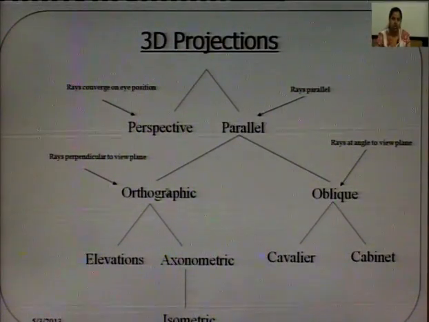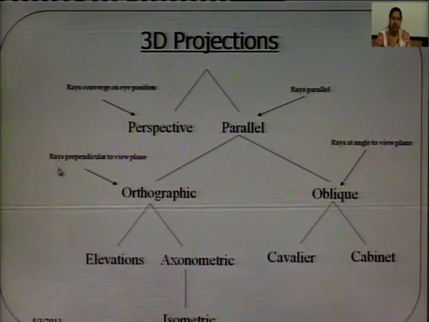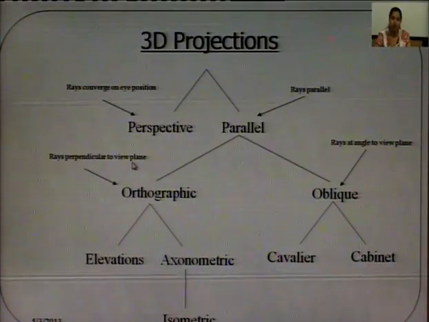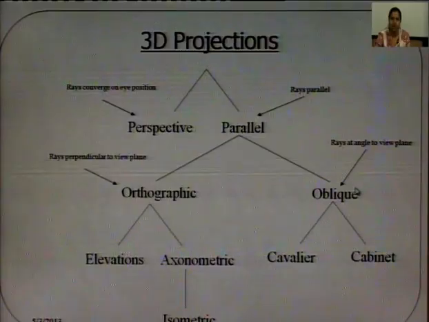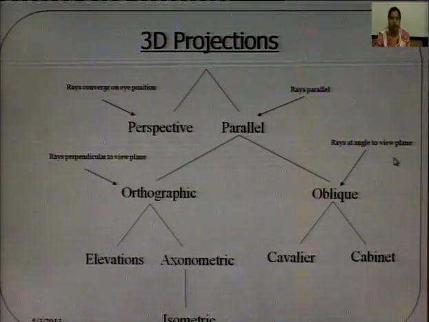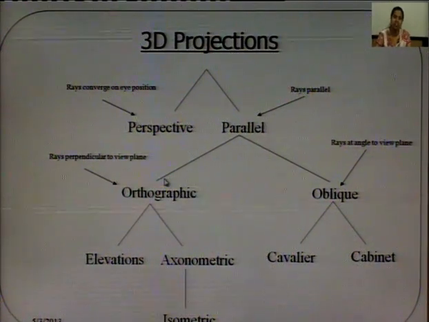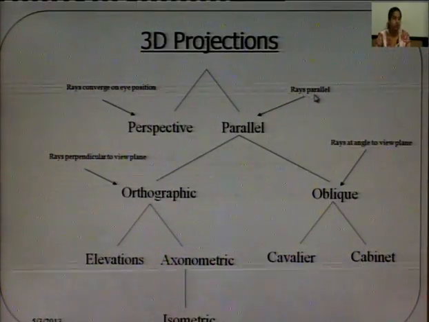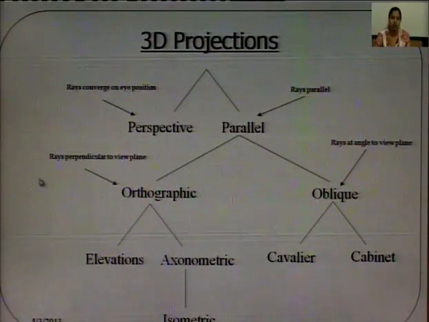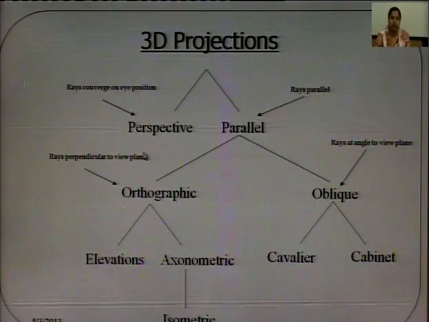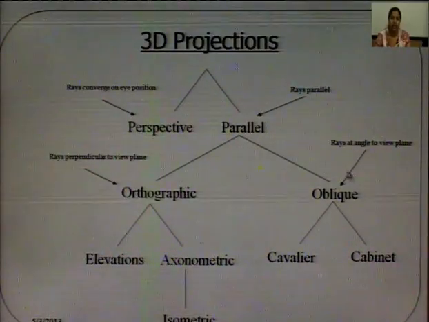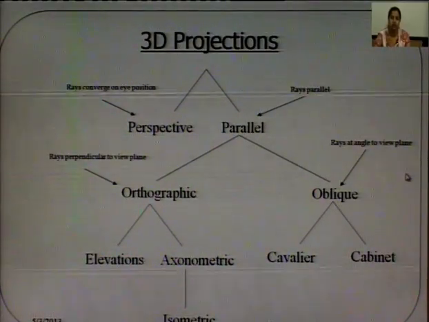Here you see, in the orthographic, rays are perpendicular to the view plane, and in the oblique, rays are at an angle to the view plane. In the perspective, rays converge at an eye position, but in the parallel, rays are parallel, they are not meeting at any point. In the orthographic, rays are perpendicular to the view plane, but in the oblique, rays are at an angle to the view plane.